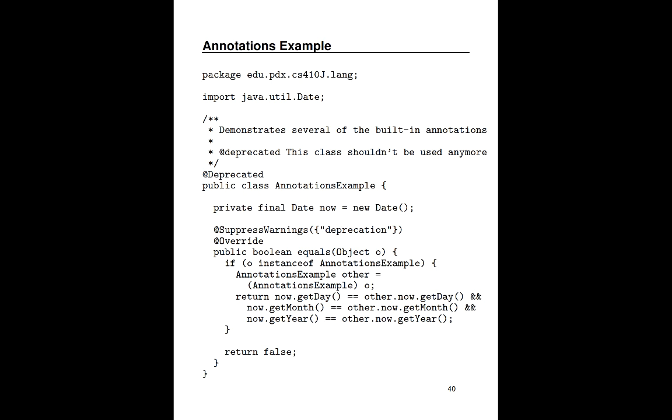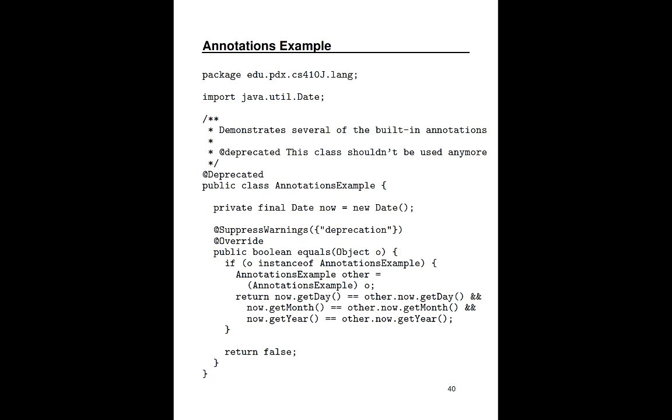Here's an example of using annotations. Here we have a Java class that's got some annotations. It starts out with a Javadoc comment, though, which is nice. Javadoc has the at lowercase deprecated, which lets the Javadoc express that it's deprecated. But then you can also use the at capital D Deprecated annotation right before the class declaration to specify that the entire class is deprecated.